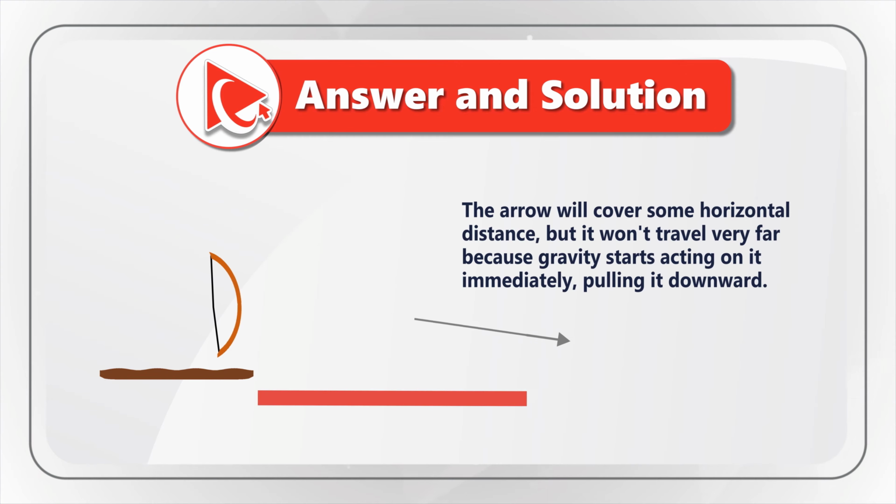What's interesting here is that the arrow will cover some horizontal distance, but it won't travel very far because gravity starts acting on it immediately, pulling it downward.